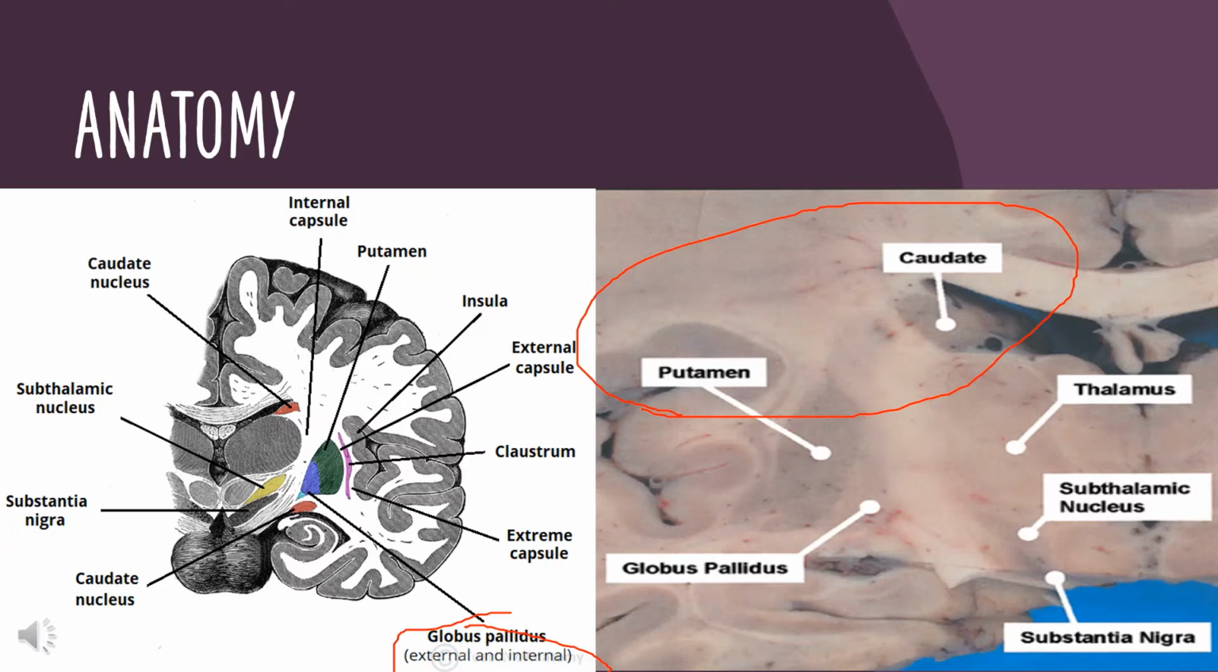The other components of the basal ganglia include the subthalamic nucleus, the thalamus itself, and finally the substantia nigra. To be precise, the compact part or pars compacta of the substantia nigra.